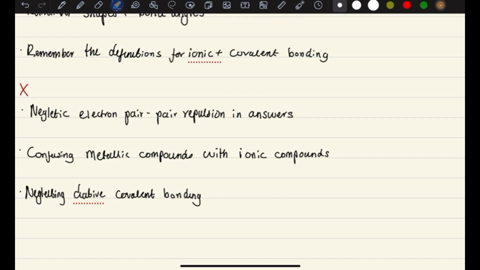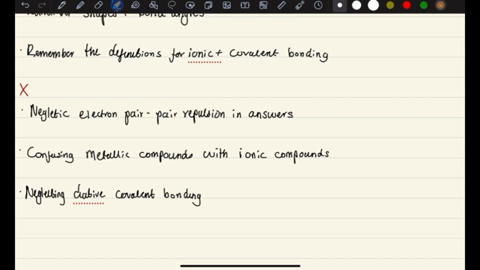A lot of these are going to be about neglecting stuff. So electron pair repulsion, like when we're saying that bonding pairs repel each other equally, stuff like that. Just throw it in. Whenever you have a question about shapes, throw it in because it's probably going to be in the mark scheme. Yeah. Something that a lot of people do, again, this is going to be more of a module 3 problem, but confusing metallic compounds with ionic compounds, just because in a way they're kind of similar, but make sure that you don't confuse the two. They are different.